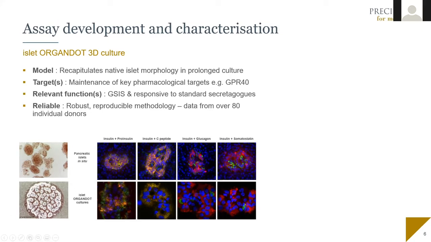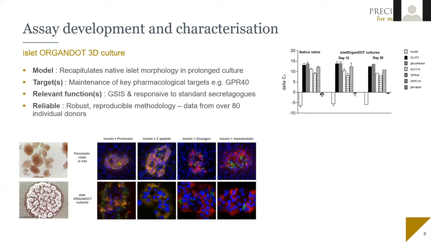When we then look at the organ dot cultures that we've created using native islets, where we essentially take the islets apart and put them back together under controlled conditions, we can see that the model is recapitulating the morphology of the native islets in situ. So in terms of the list at the top there, we've demonstrated that the model recapitulates the morphology, and that's obviously a good starting point for model development and characterization.